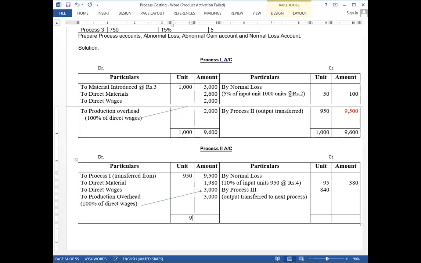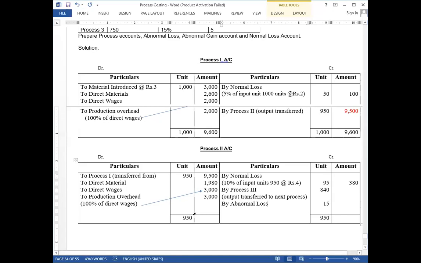So how are you going to balance? Which side has the highest total? This side it is 950, and this side it comes to 935. So this side the total is more, so I'll write 950 this side also. And what is the difference? The difference is 15 units. So 15 units, and you can name it as abnormal loss.